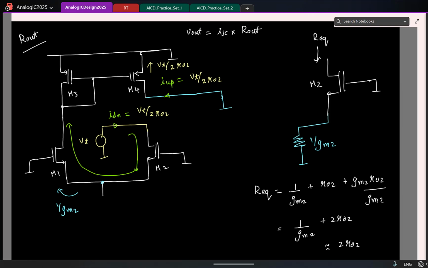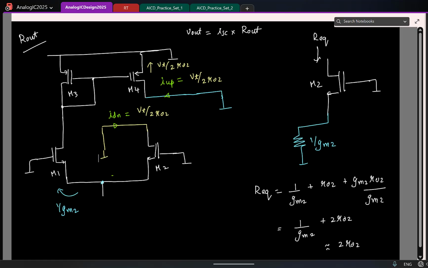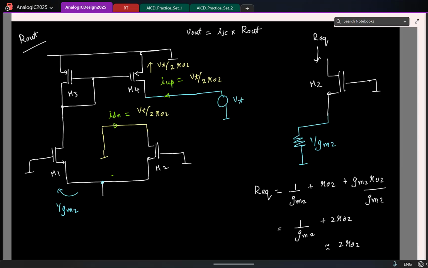Okay. So I have just found the response due to one voltage source. Now it's time to find the response due to the other voltage source. For that, I'll assume that this is now grounded, and I'll now take the effect of the blue voltage source. Yes. How are you concluding that the current flowing through M2, M1, M3 is equal to M4?